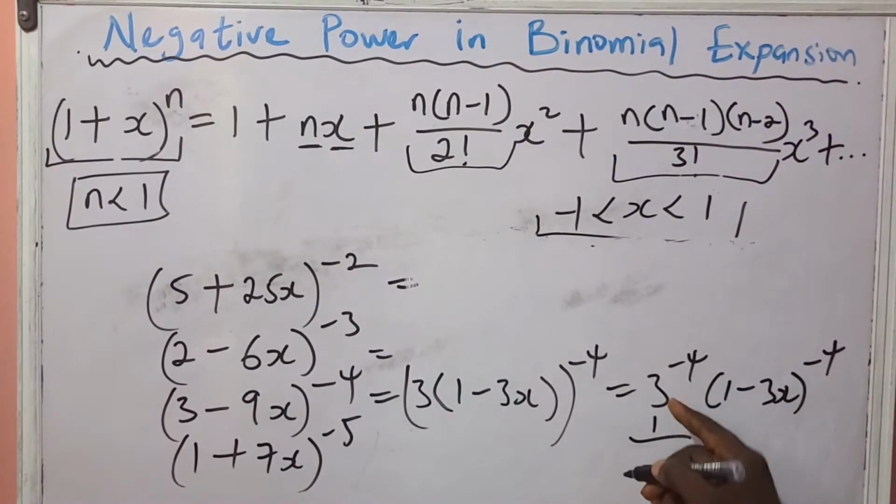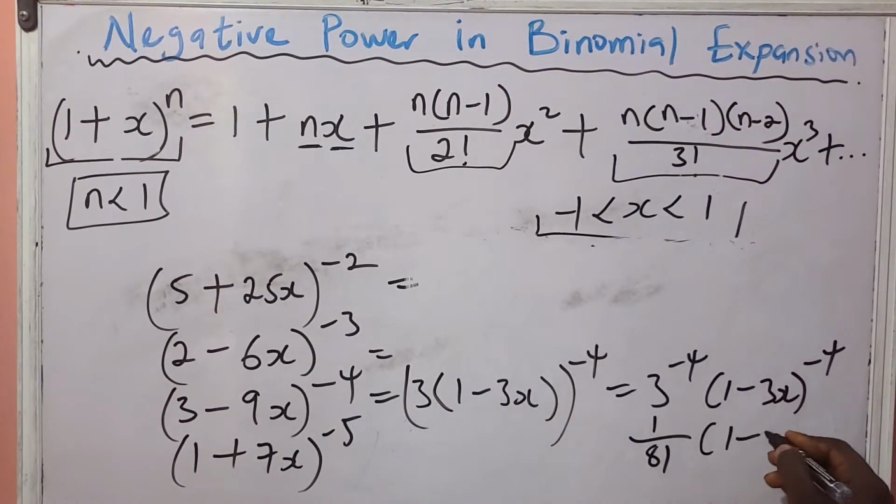This will be 1 over, what's 3 raised to the power 4? 3 raised to the power 4 is 81. Then that will be 1 minus 3x raised to the power minus 4. You can see how quite simple this is. All you need to do is just follow the steps and you will never go wrong. Good. Now, that is nice.